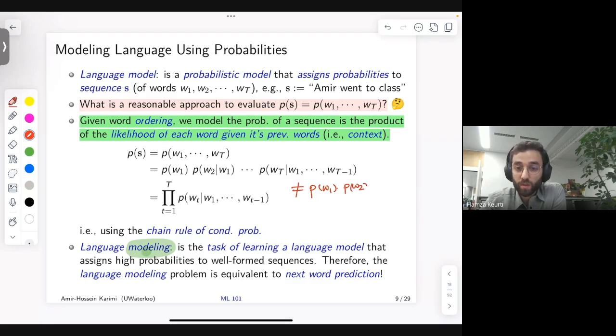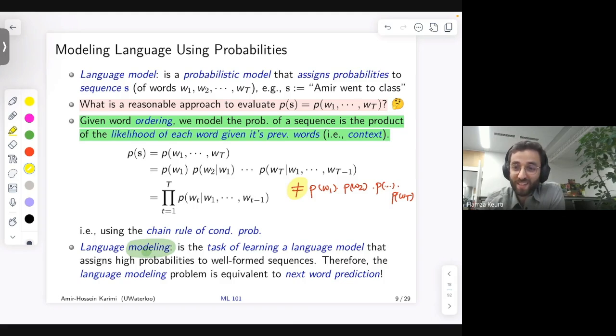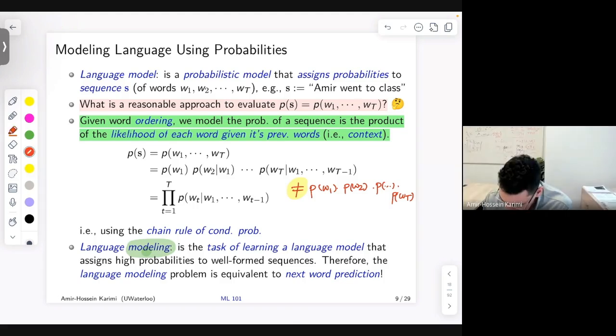Now the question you would want to ask is which conditioning graph do you want to use? And I think that's an issue of causality, right? Yes, absolutely. Thank you for pointing that out.